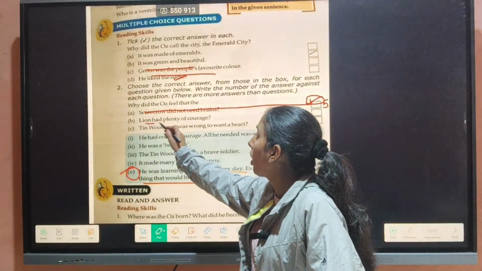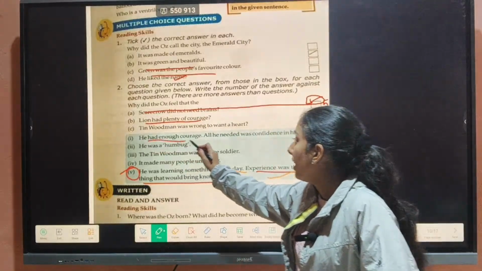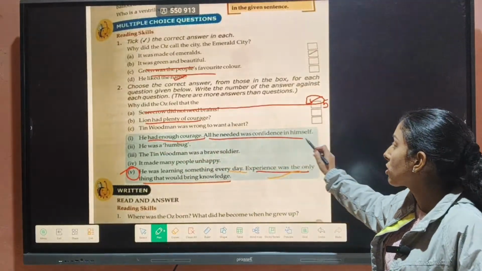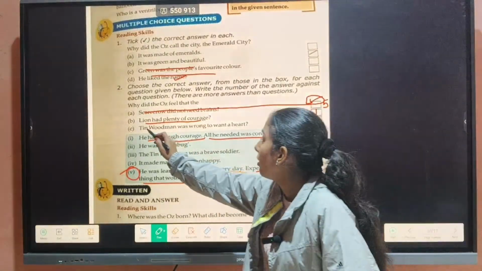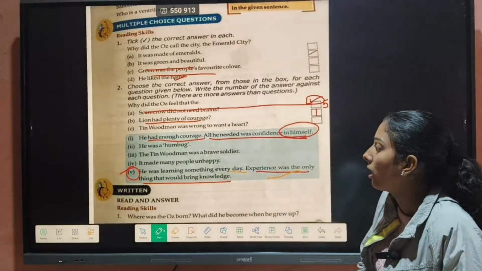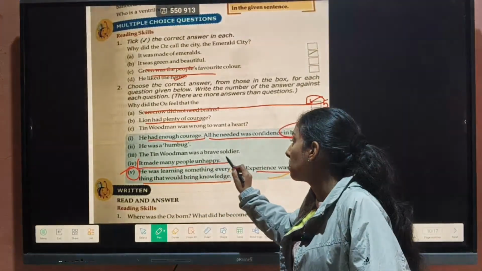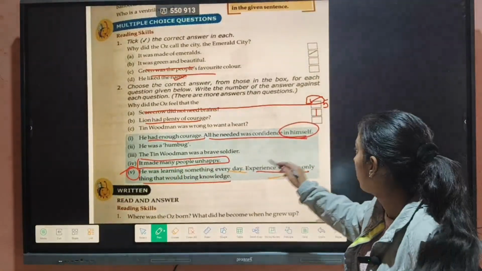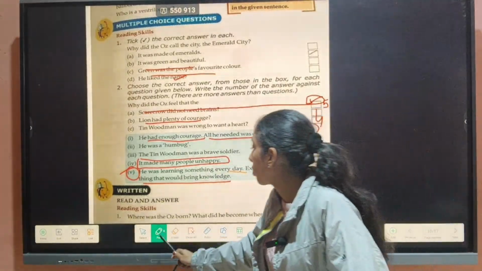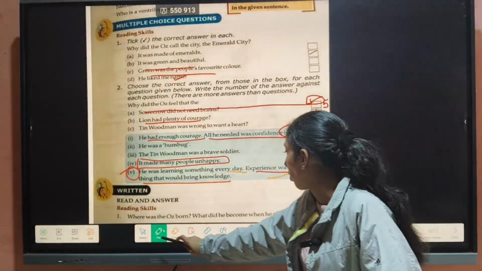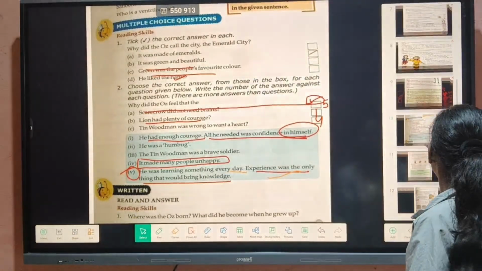Second beta, Lion had plenty of courage. He had enough courage. All he needed was confidence in himself. 1. Tin Woodman was wrong to want a heart. Why? Because having a heart makes people unhappy. Okay. Option 4 is the correct one. Here, question answers, we will discuss later on. Moving on to the next page.